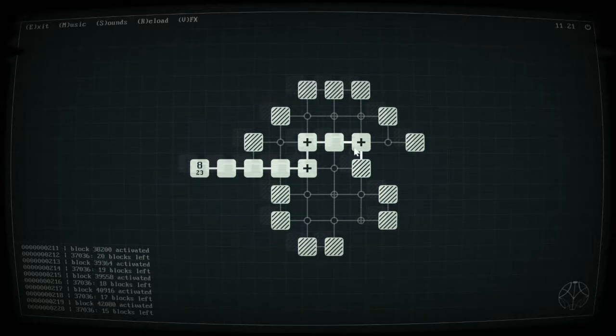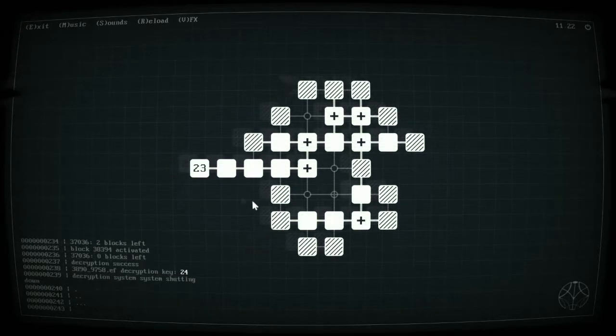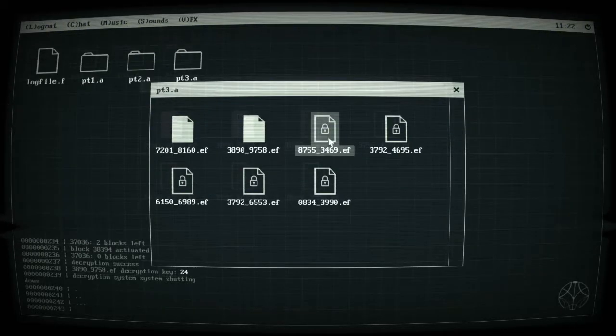Let's grab this one. So now we can go this way. Let's go here and here. Now we need four. If I grab this, that adds two. And if I grab this, that adds two, right? There we go. All right. That one took some doing.